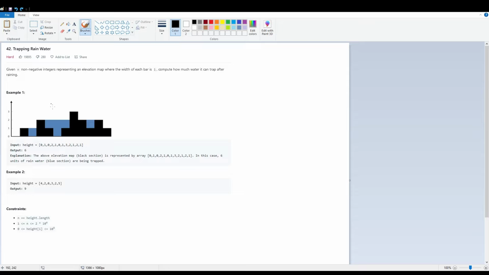So what we can determine here is that to get the rainwater amount, we need the min of the left height and the right height.